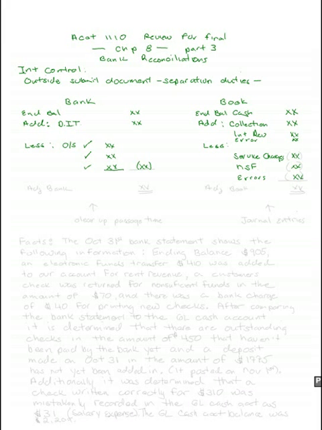Now let's think about what we've done. We started with our ending balances of both. We've added things to the bank that the book had, but the bank didn't. And we've added things to the book that the bank had, but the book didn't. Then we did the same process with subtracting. If the bank subtracted it, but we didn't, we listed it.